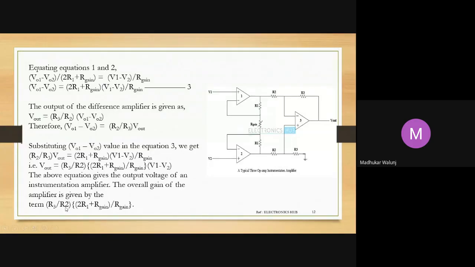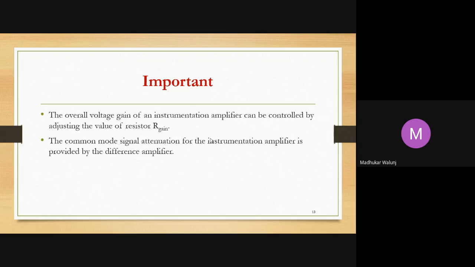While R3, R2 and R1 are fixed resistors, we can say R3 and R2 are the same, and the R1 resistors are the same. R gain is a variable resistor, and by having a variable resistor, we can change the gain of the instrumentation amplifier. So the important concept from this unit is that the overall voltage gain of an instrumentation amplifier can be controlled by adjusting the value of resistor R gain. Simply by varying the value of R gain, by connecting a pot there, we can change the gain of an instrumentation amplifier.